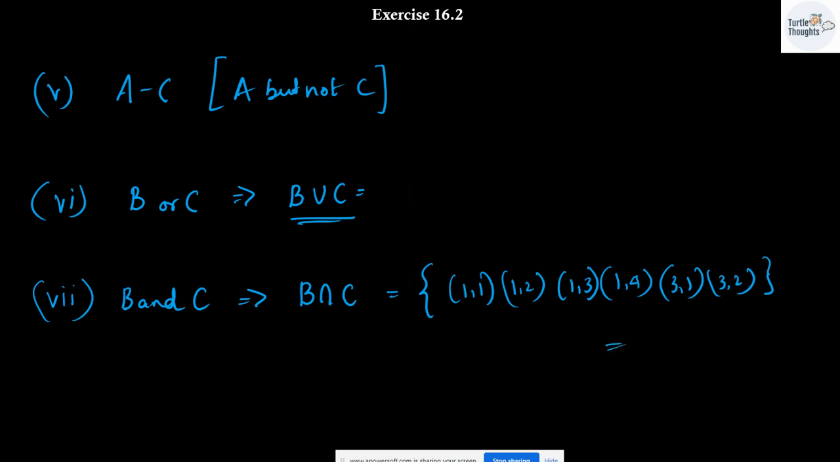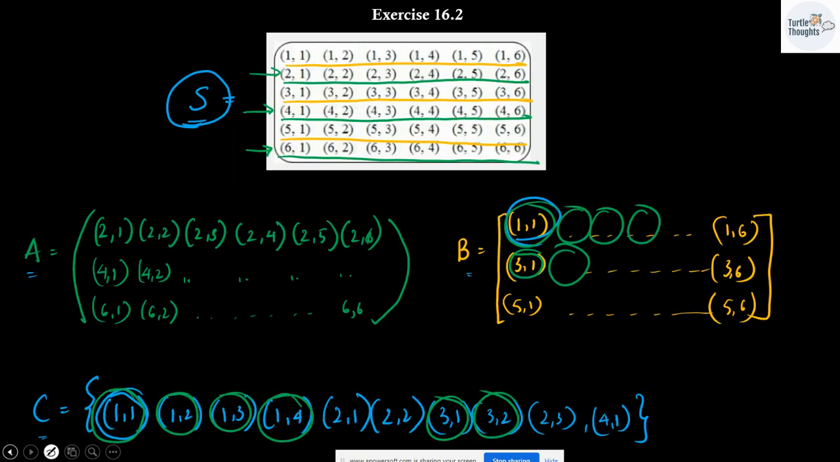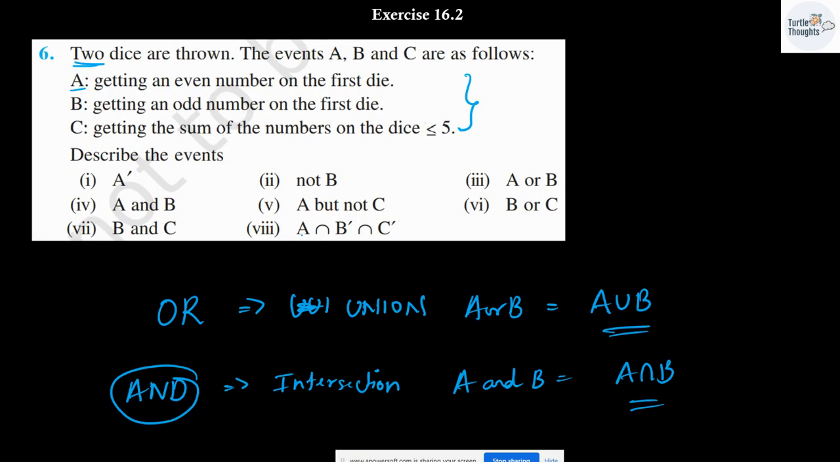Next, the eighth one is A intersection B dash intersection C dash. Here I have to consider all the elements which are in A, B dash and C dash. What is B dash? B dash is all the elements which are there in S but not in B. This is going to be S minus B. C dash means S minus C. A dash means S minus A. Writing the elements, you can solve the eighth sub question.